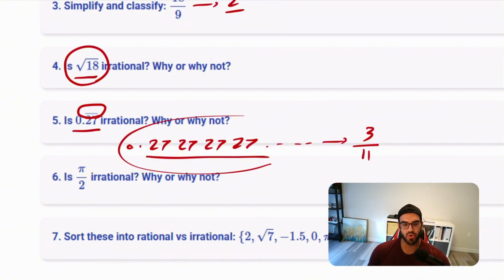After that, we have pi over 2. We know pi is an irrational number, so it doesn't matter if you divide it by 2, multiply by 2, or do anything with it. It's still going to be considered an irrational number, so we have it as irrational.